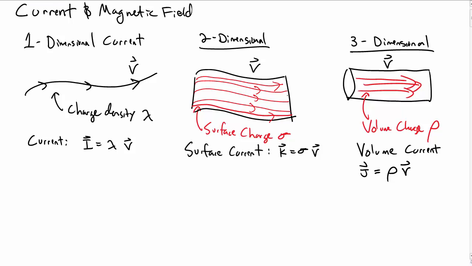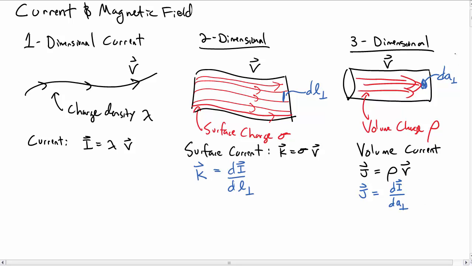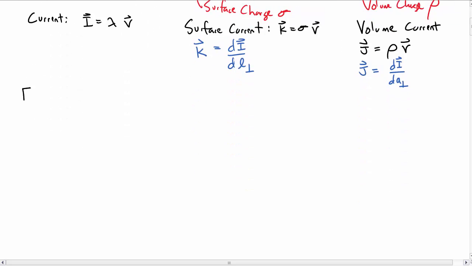Another useful way to denote the surface current and the volume current is to look at a little perpendicular bit. On the surface, you look at a little perpendicular bit of line. Then the surface current K is the differential of the little bit of current dI vector divided by dl perpendicular, the perpendicular length. Similarly, in three dimensions, you look at a perpendicular area, dA perpendicular, and then the volume current J is dI over dA perpendicular. These expressions are really useful when you want to calculate the total amount of current of a surface or volume current. So let's look at an example.